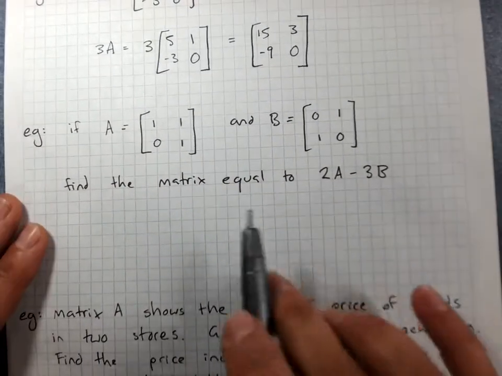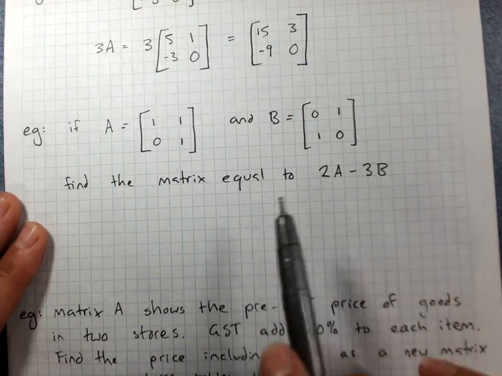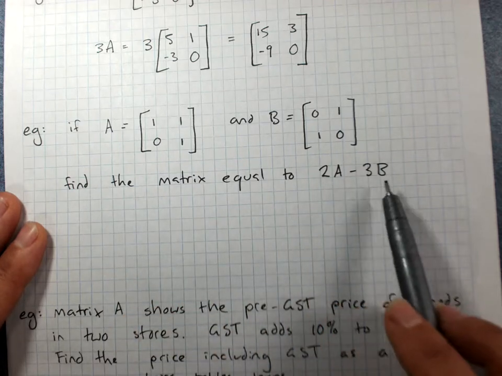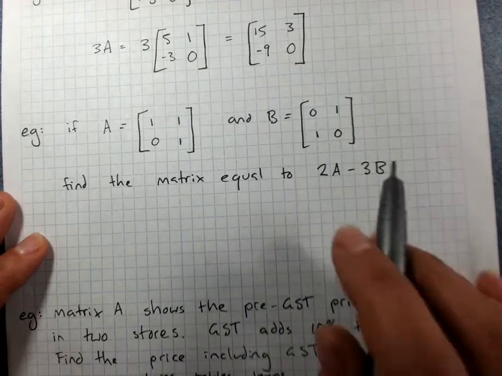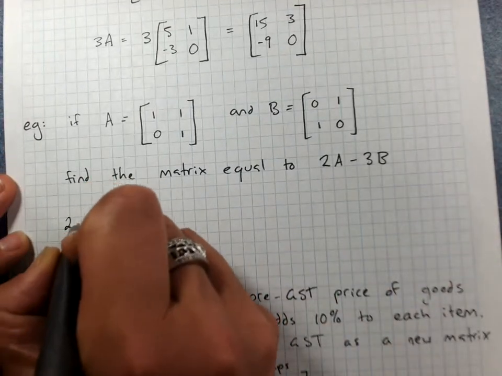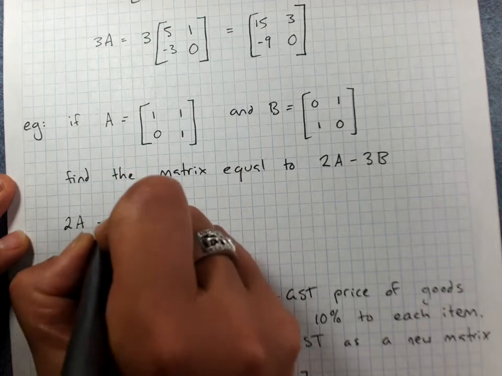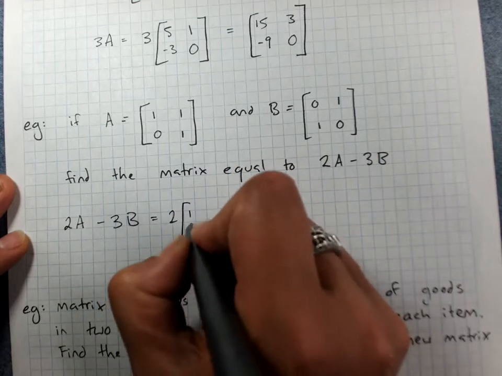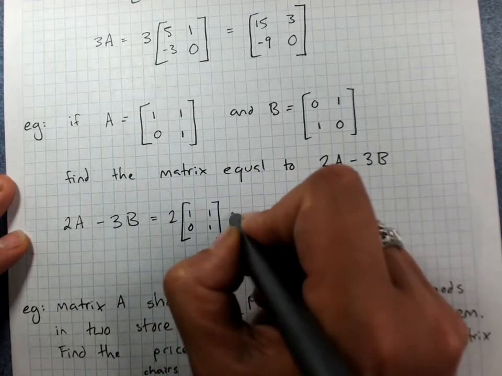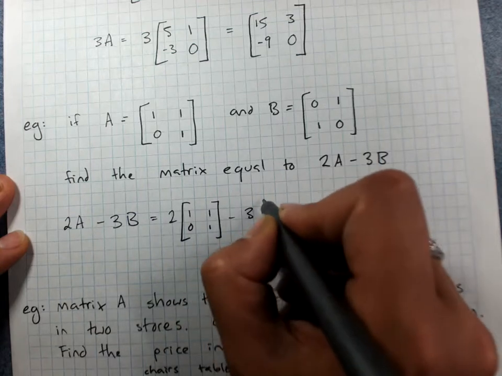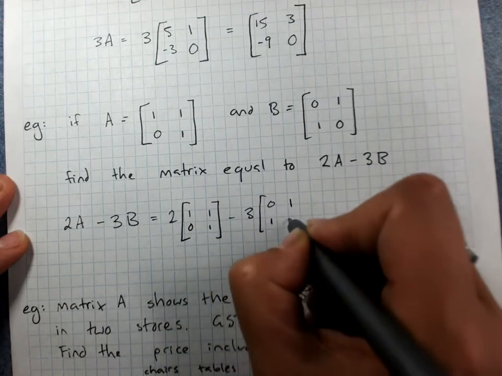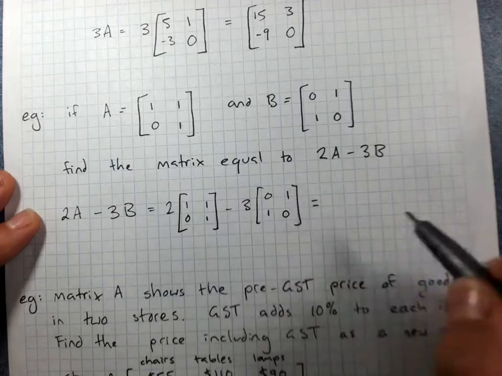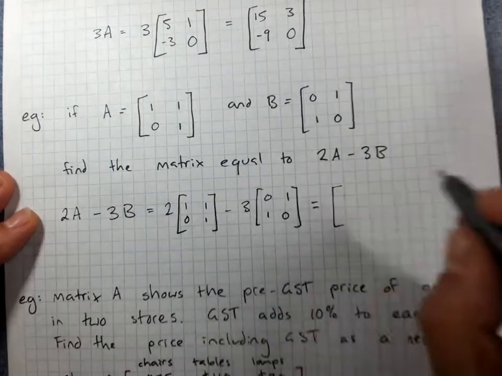We can also combine scalar multiplication with adding and subtracting. So we've been given A and B here. Find the matrix equal to 2A minus 3B. At this point, you might consider that we'd done enough working, but it doesn't really take very long to write out the matrices. So I've just written 2A minus 3B. Multiply out your two matrices.